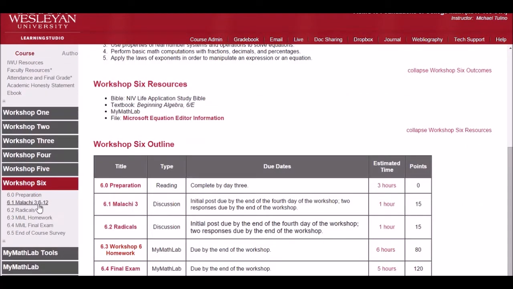For the assignments, we have the devotional. We have one math discussion, but because it's similar to Workshop 3, there is not a second math discussion. There's not a self-reflection. It jumps right to the homework and then your final exam. We took out that extra discussion because we wanted to make sure you had time to concentrate on that final exam.